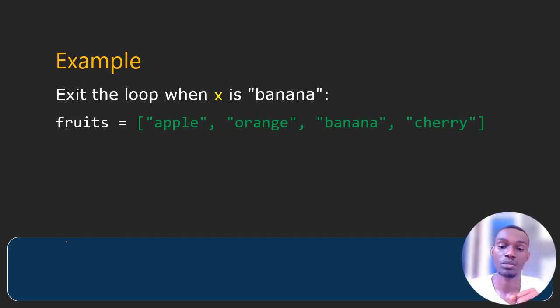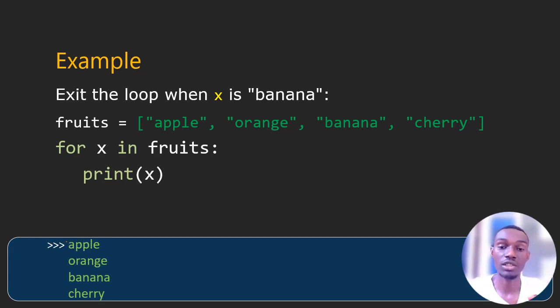For example, here we are giving an example to exit a loop when s is banana. We set a variable called fruits and assign some fruits to it: apple, orange, banana, and cherry. Here we say for s in fruits, print s. Once we print s, we get apple, orange, banana, and cherry. This is the list of the fruits in that container.